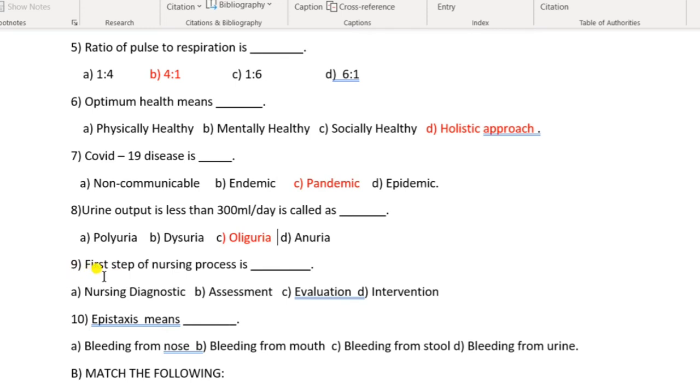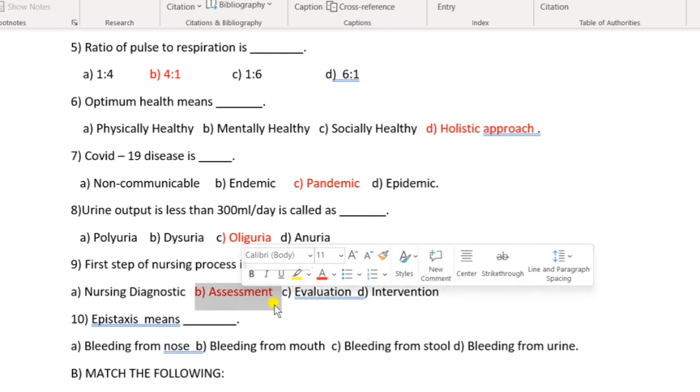Then question number 9. First step of nursing process is dash. Option A is nursing diagnosis, option B is the assessment, option C is the evaluation, and option D is the intervention. So the first step of the nursing process is assessment. After doing the assessment, only then can nursing diagnosis, intervention and evaluation take place.